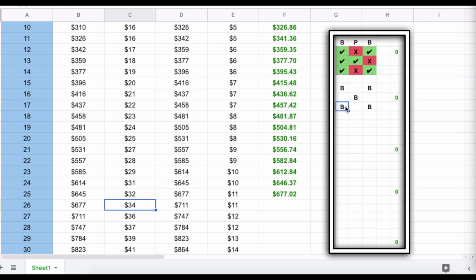We would bet for player, and if a player comes, great. We have broken the X pattern. As you can see, it is not an X anymore because we have a player here. After a win, I reset and start a new X pattern. If we lose and we get a banker, we wait for our next opportunity to bet, which would be the middle spot right over here.